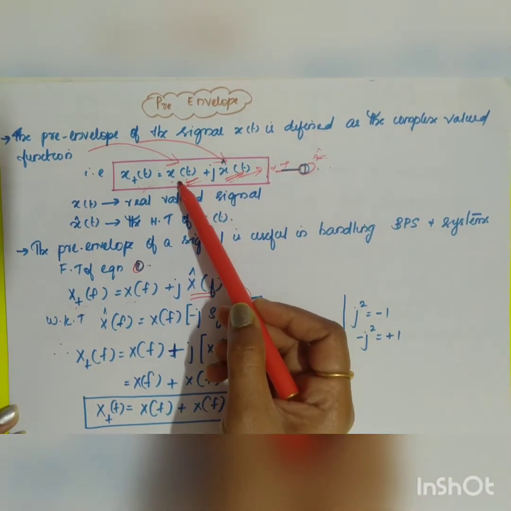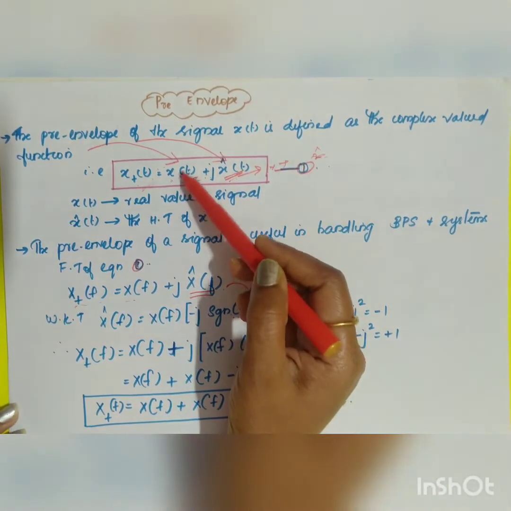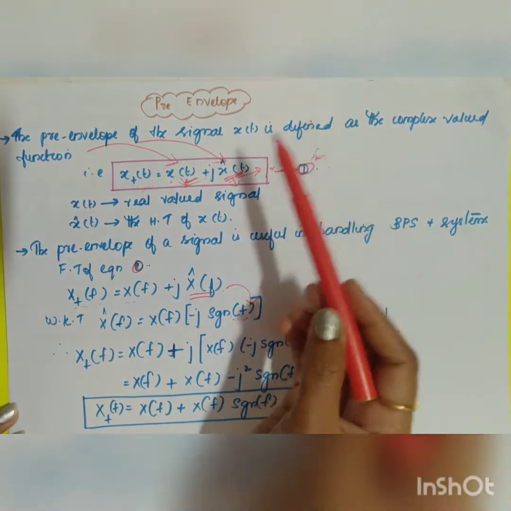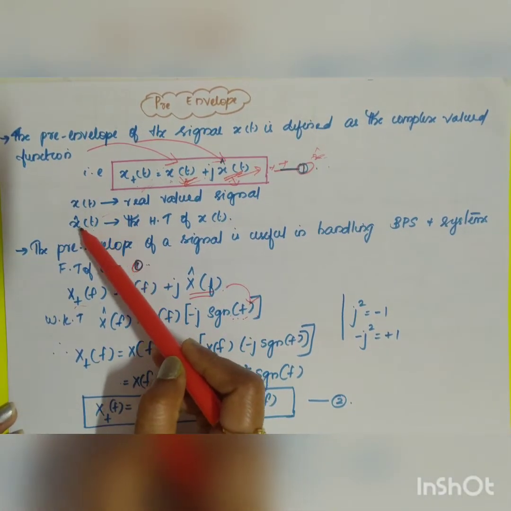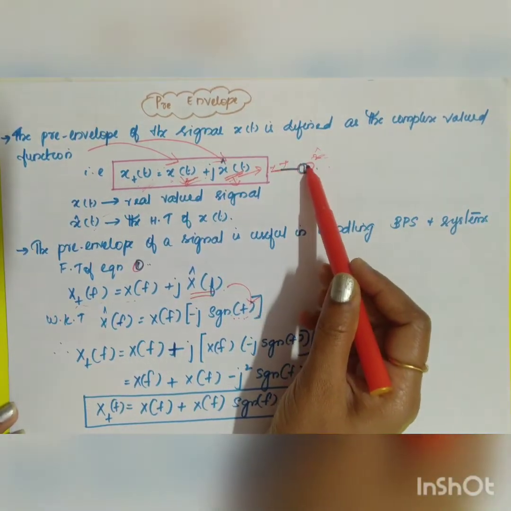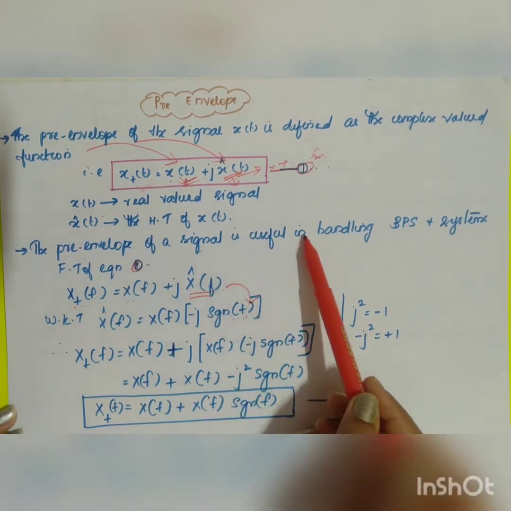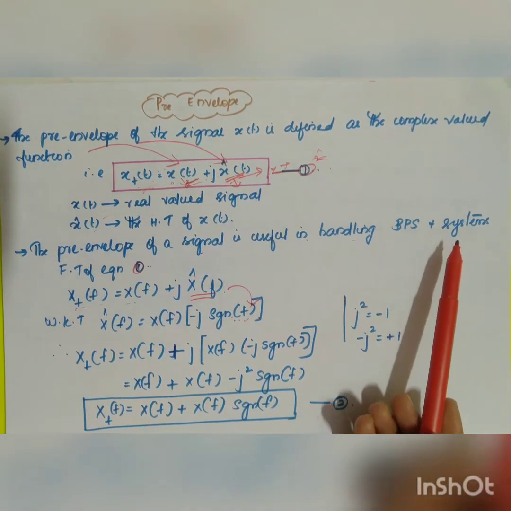Here x of t is your real valued signal, and x cap of t is nothing but the Hilbert transform signal. That is what is given here, x of t and x cap of t. Let us take this equation as equation 1. In general, the pre-envelope of the signal is useful in handling bandpass signals and systems.